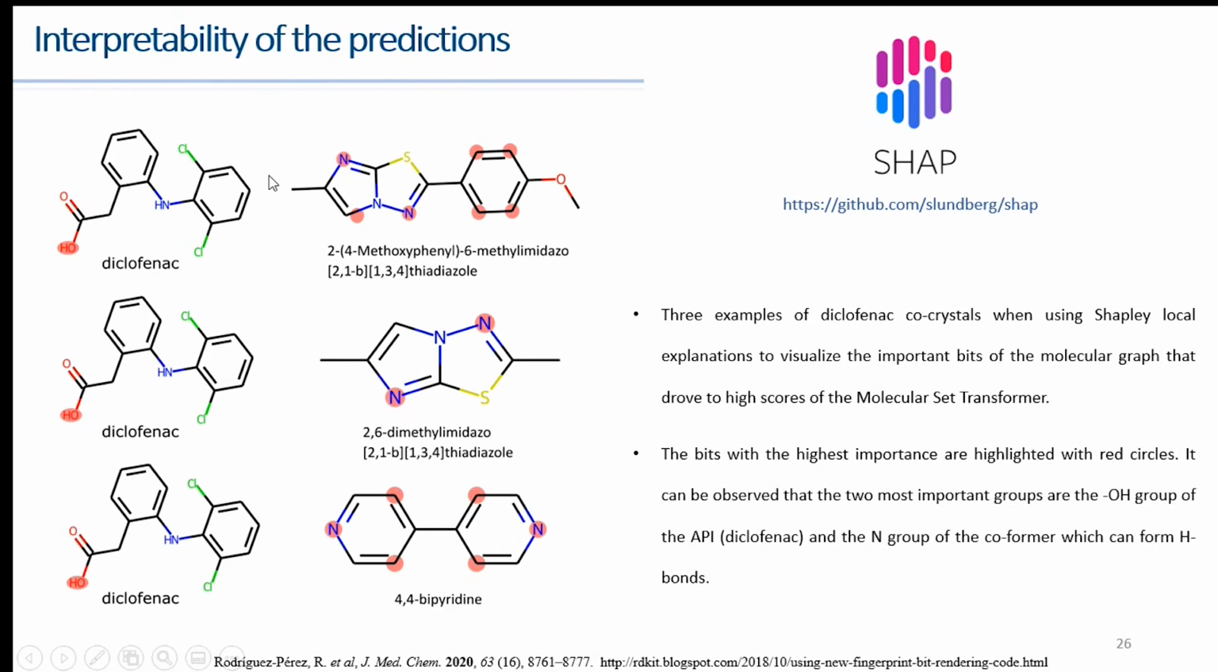For some test cases, I took some positive examples with diclofenac, and then I looked in which part of the two molecules the model had the highest weight to give them a high score. And actually, it made quite a lot of sense that it was looking at the OH group in one molecule and the nitrogen group on the second molecule, for forming the hydrogen bonds. Of course, because it was trained on lots of pairs with hydrogen bonding, it was able to extract this trend in the predictions as well.